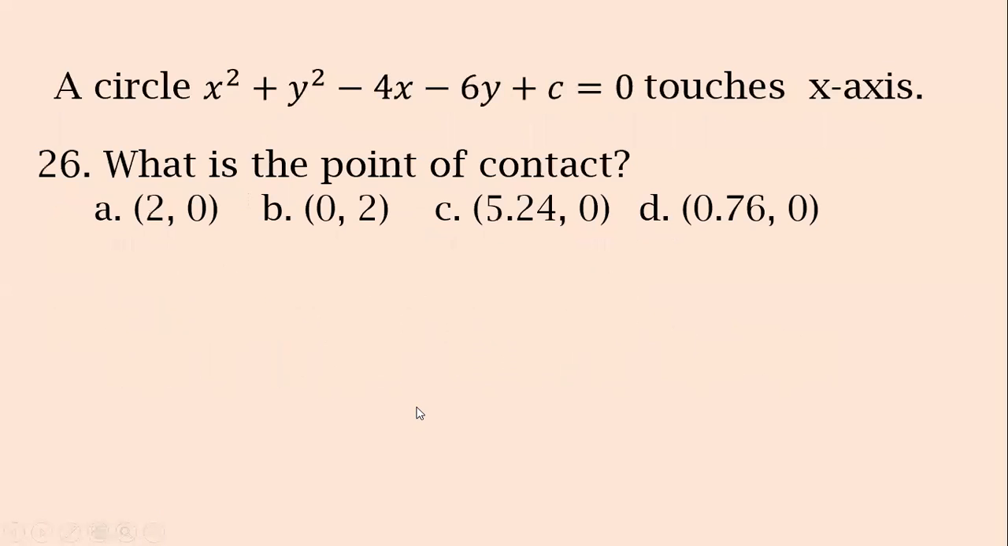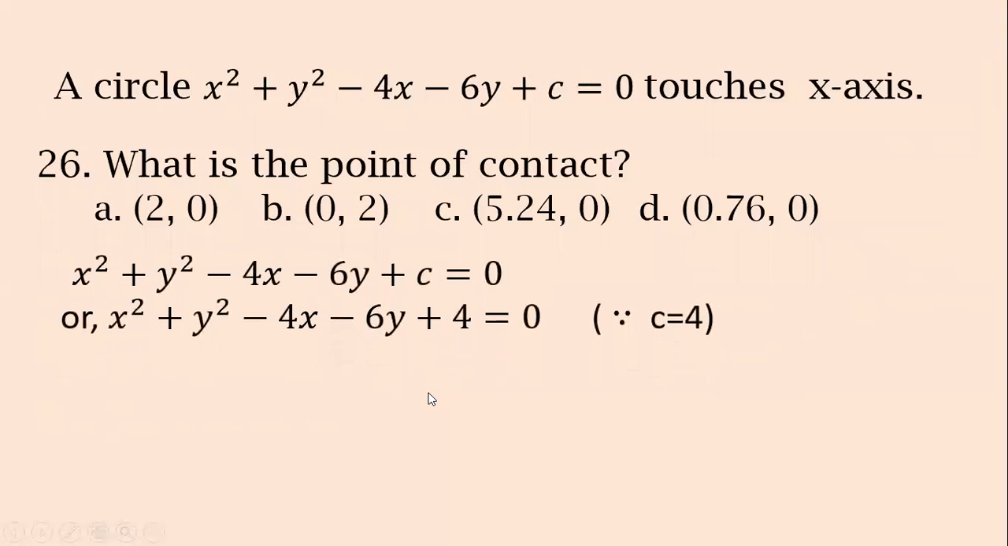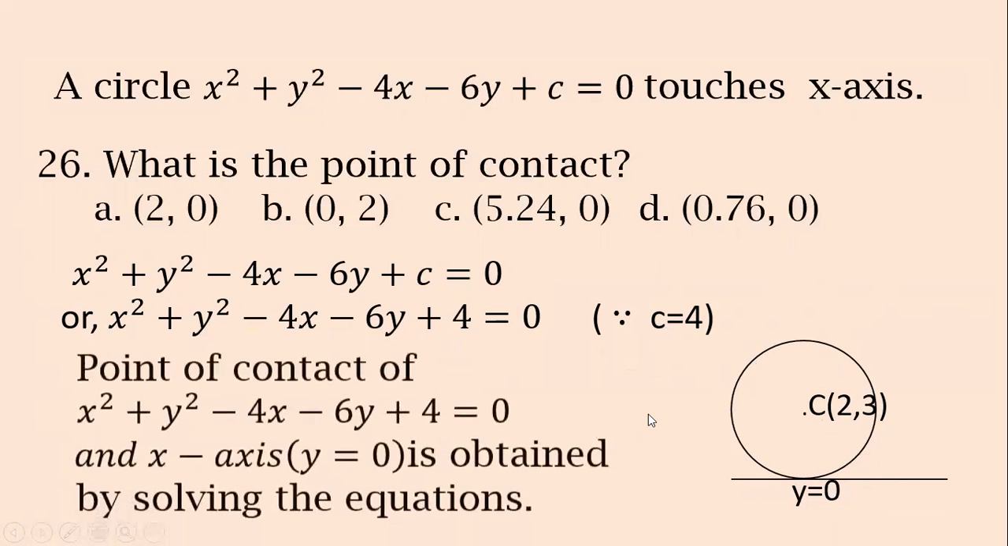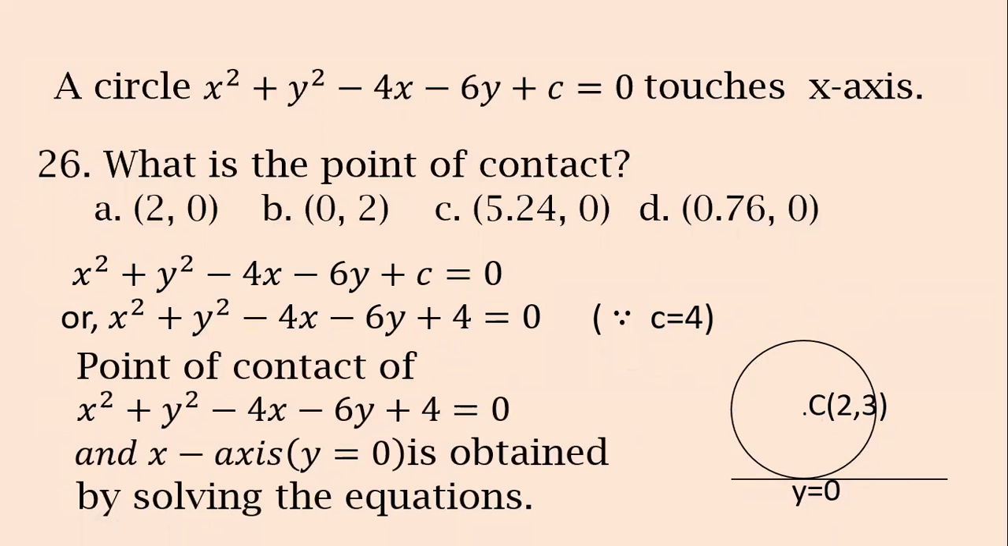Now, what is the point of contact? Putting the value of c is equal to 4 here, we get this equation. Now from this figure we see this is center 2, 3 and this is the x-axis. So what is the point of contact? The solution point of the circle and the x-axis, it is y is equal to 0. So after solving, we will have the point of contact.